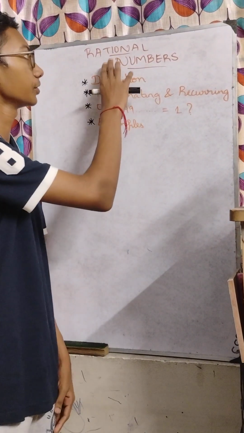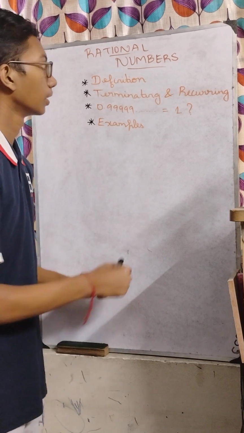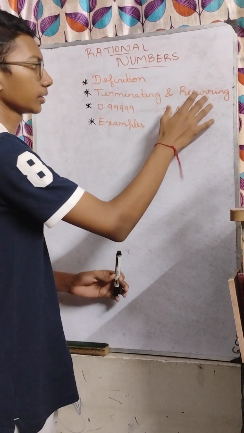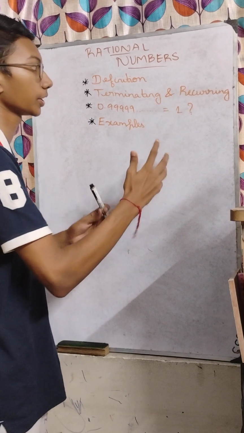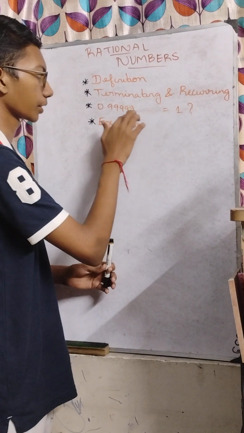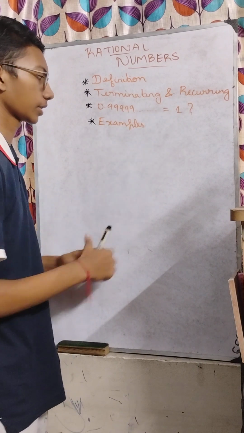In this video, we will see about rational numbers. First, we will see the definition, then what is terminating and recurring. These words will be very helpful in differentiating rational and irrational numbers, and this very interesting equation we will solve, and some examples we will get through.